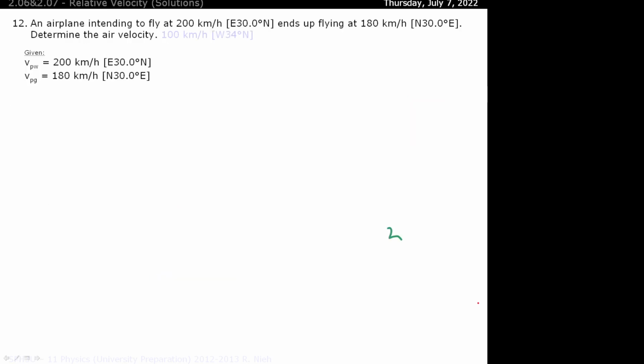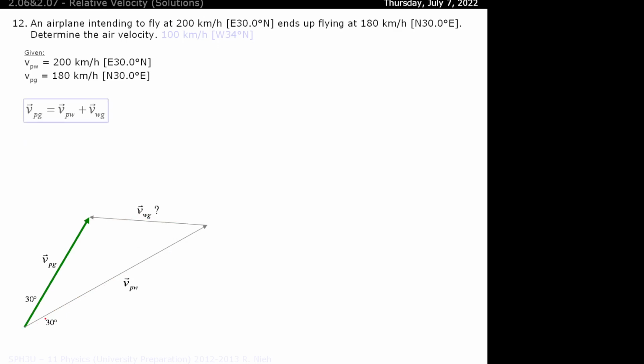An airplane intending to fly at 200 kilometers east, 30 degrees north, so I'll just draw that vector first, ends up flying at 180 kilometers north, 30 degrees east. So that's my resultant vector. Okay, so it tried to go this way, but somehow something pushed it, so it reached over there. And that would be the corresponding wind to the ground. And that's the setup. Okay, so formula first. Formula's always good. VPG, which is our resultant vector, is equal to VPW plus VWG. Connect them from head to tail, and yep, the laws of vectors is valid here. Okay, we abided by it, and that's how we set it up.